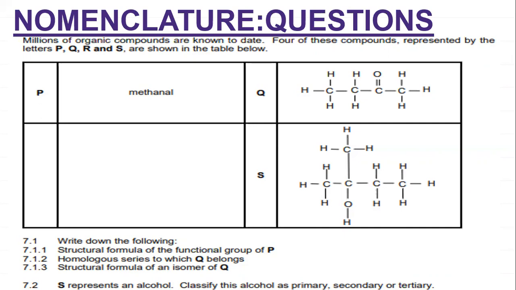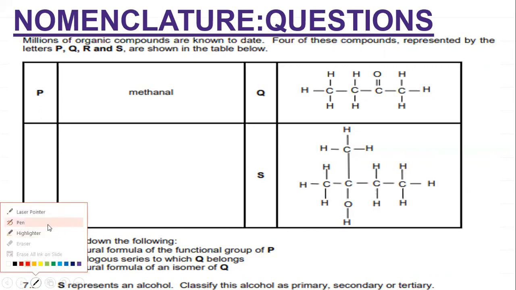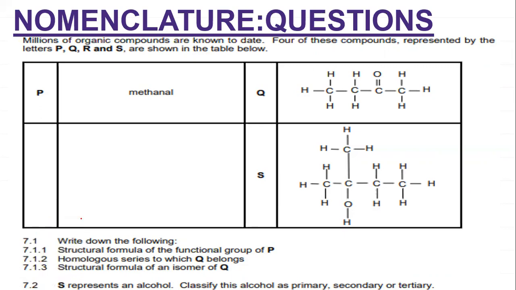What I would always advise you to do is that before you even attempt to answer the question, you need to look at those compounds and perhaps list some of the things that you know about that compound. Okay, I would start with compound P. Compound P, it says it's a methanal. Okay, so now let's check.